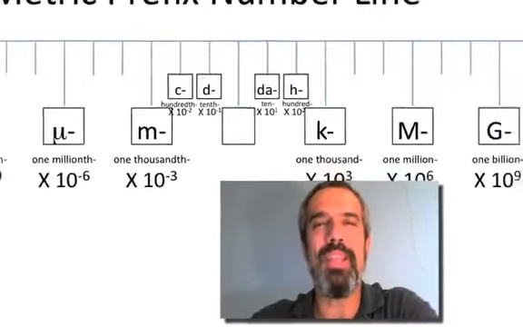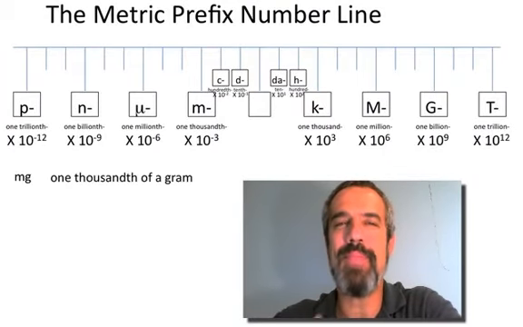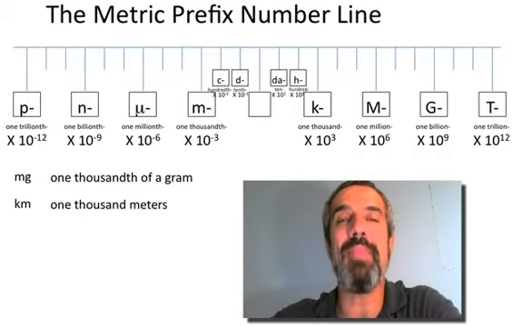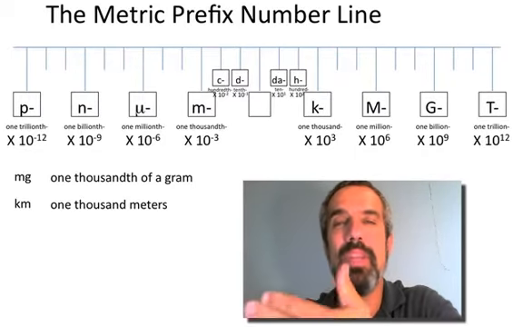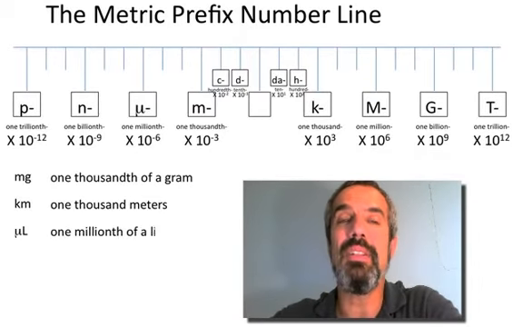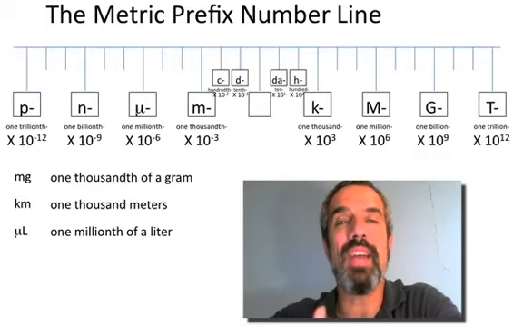And what do I mean by use them? Well, I can put milli with gram, that means 1,000th of a gram. I can put kilo in front of meter, and that means 1,000 meters. So you can mix and match any way you choose. I could put micro in front of liter, and that's 1,000,000th of a liter. It's that simple. The prefix tells you exactly how many there are.